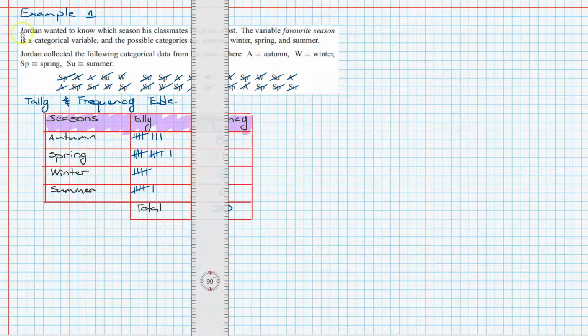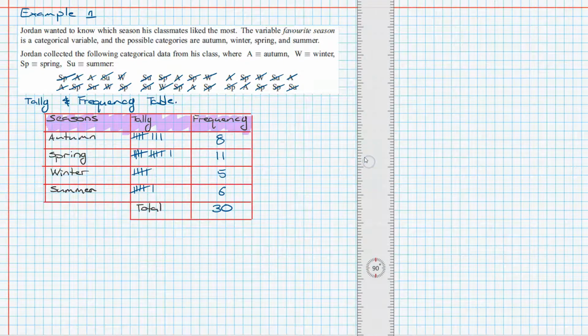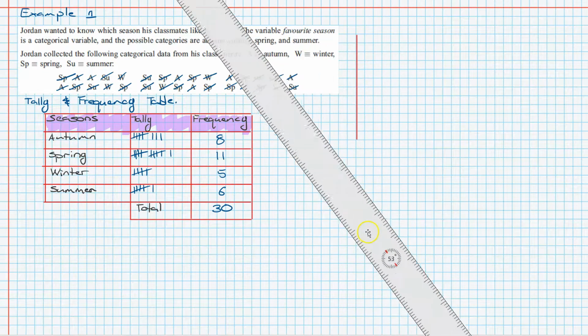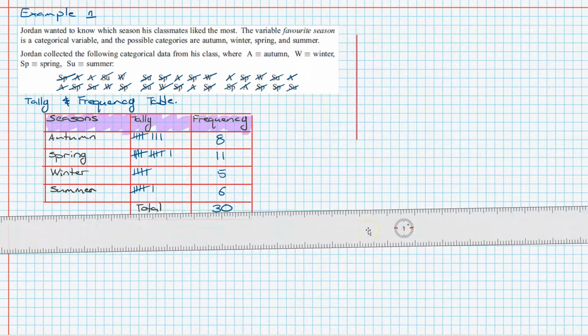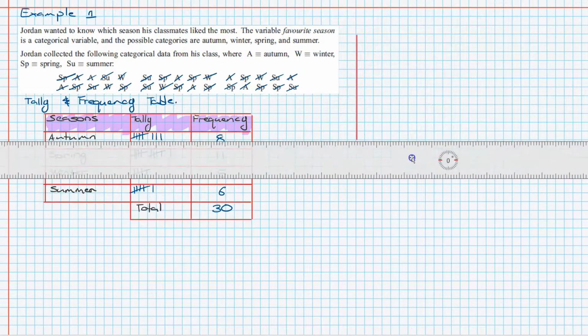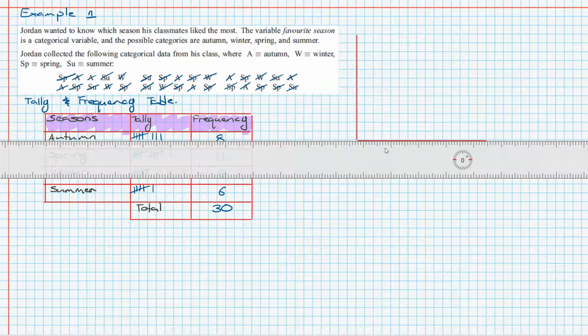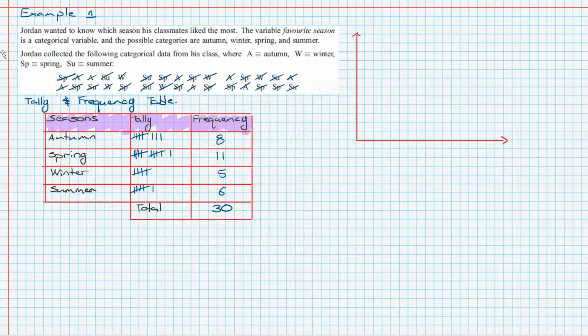Alright, first things first, I need to rule it up. So you always want to have a little bit of extra space on the axes. I only need to go to 11, but I'm going to go up to 12, just so I've got that little bit of extra space to work with. Now I'm going to mark out the notches.